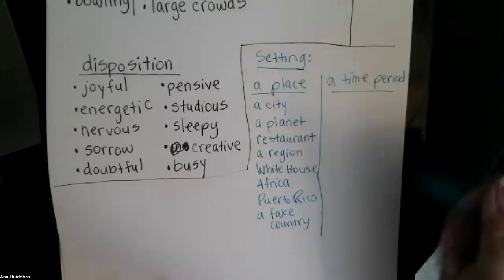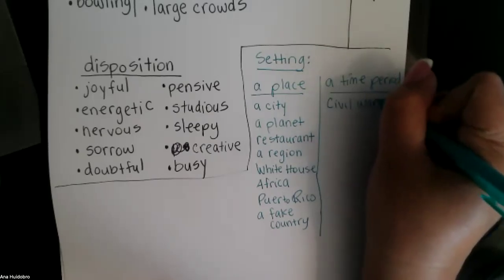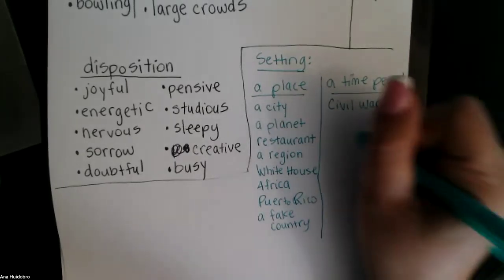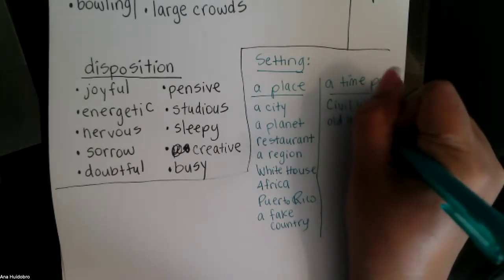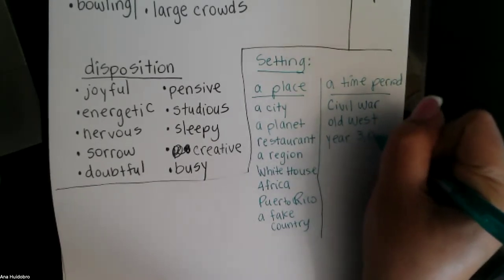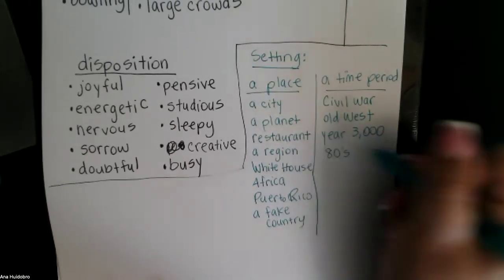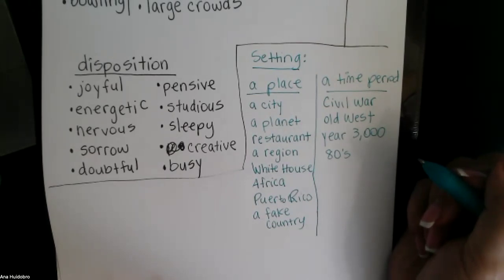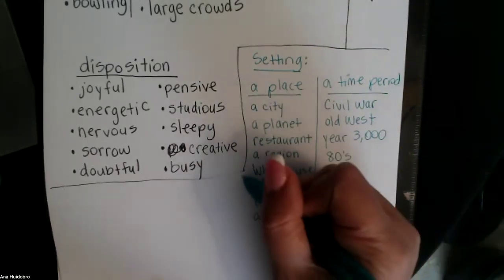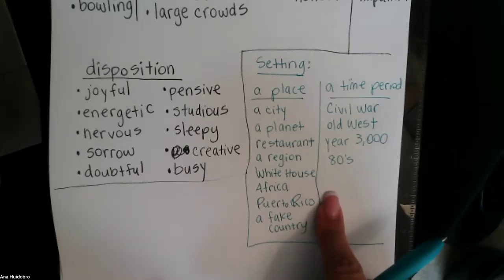That's fine. And so when I say a time period, an example would be the Civil War, the Revolutionary War, maybe a civil war in China or a civil war on the planet Mercury, right? Maybe you want to do something like the Old West. Like I said, the year 3000, you could do something in the future. Or you could go back a little bit, like, oh, this is from the 80s. So that could affect your character. So I want you to write the word setting. I want you to write place and a time period. And I want you to pick one. They don't have to be from my list. You could come up with your own. Go ahead and do that.